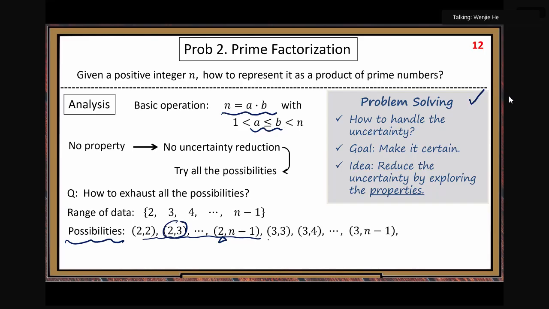Then in the next round, we have these pairs. Then we change A to 4, and we have a certain number of pairs there. All the way to the last one, A and B both n minus 1. In this way, we list all the possibilities for the AB pairs.